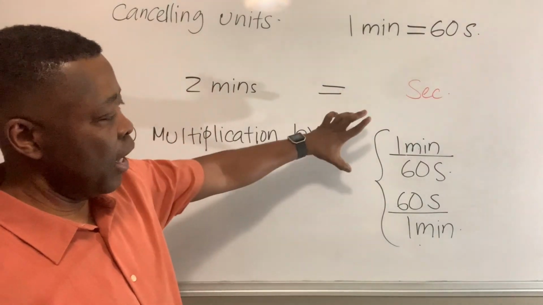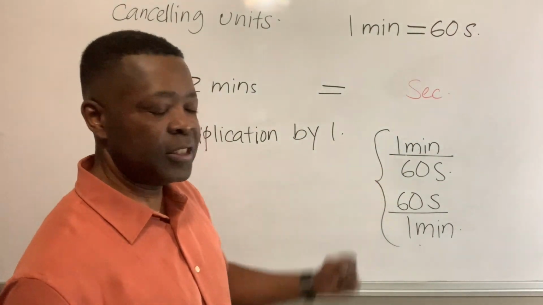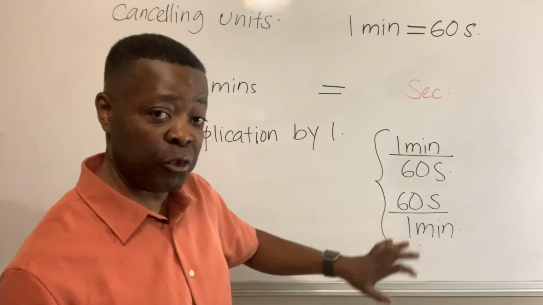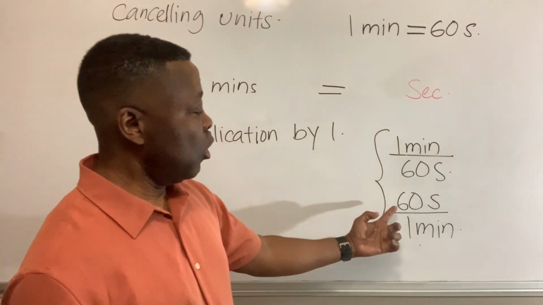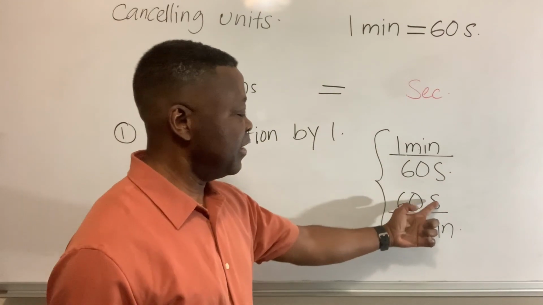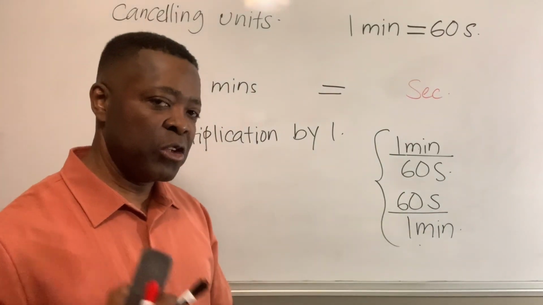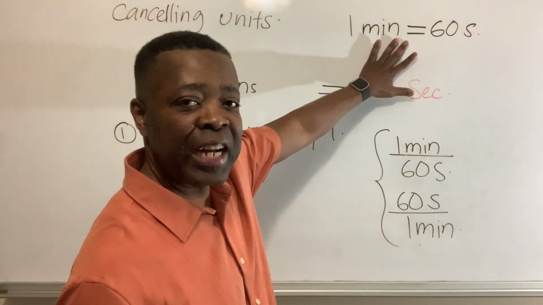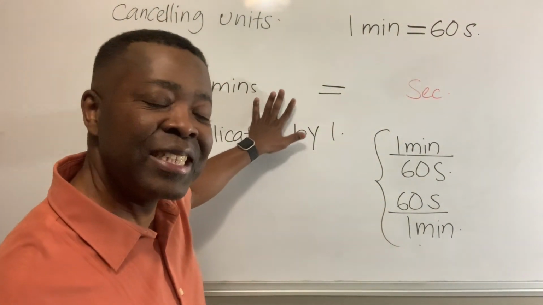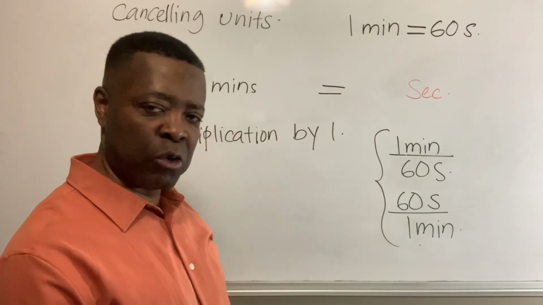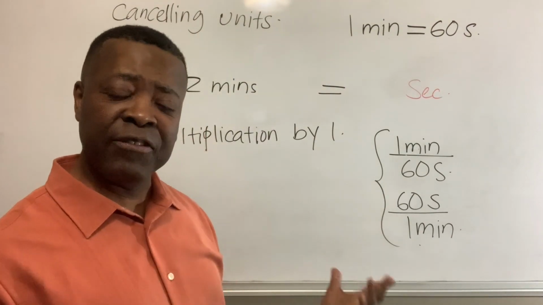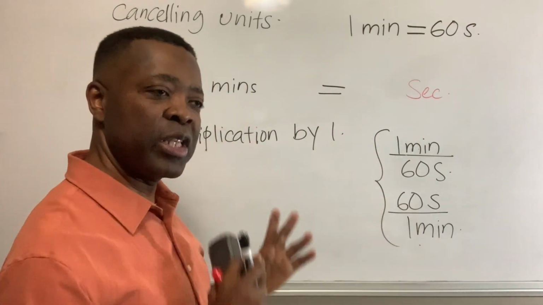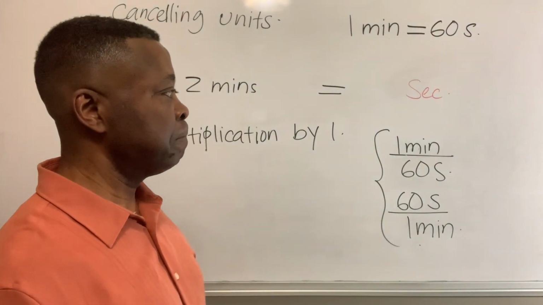Either I have 1 minute over 60 seconds. I write 1 minute over 60 seconds. This is one ratio, one conversion factor. Or I write 60 seconds over 1 minute. That's another conversion factor. Now, the problem dictates the way you set up the conversion factor. It depends on what's given and what you need to find. This we will get into in more detail later.